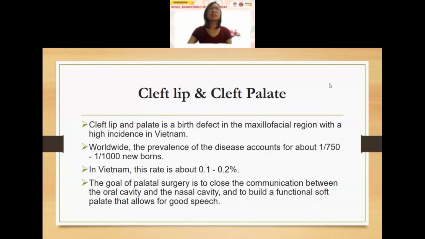Cleft palate is a birth defect in the maxillofacial region with a high incidence in Vietnam. Worldwide, the prevalence of the disease accounts for about 1 in 750 to 1,000 newborns. In Vietnam, this rate is about 0.1 to 0.2%. The goal of palatal surgery is to close the communication between the oral cavity and the nasal cavity, and to build a functional short palate that allows for good speech. Next, please.